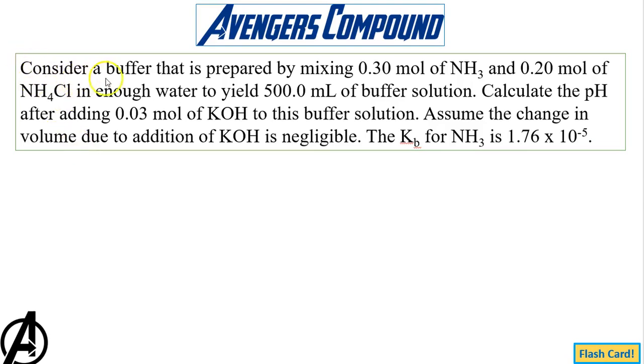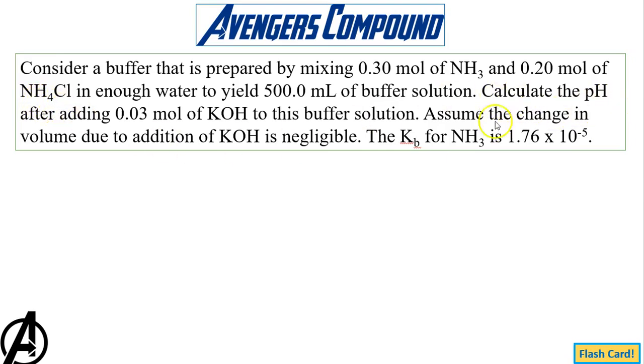So here it says, consider a buffer that is prepared by mixing 0.30 moles of NH3 and 0.20 moles of NH4Cl in enough water to yield 500.0 milliliters of buffer solution. So we're creating this buffer solution by mixing this weak base with its conjugate acid. How do I know it's a conjugate acid here? Well, Cl minus is going to be an ion that does not react with any kind of water. So of course, that means we're going to be left with NH4 plus here as our conjugate acid.